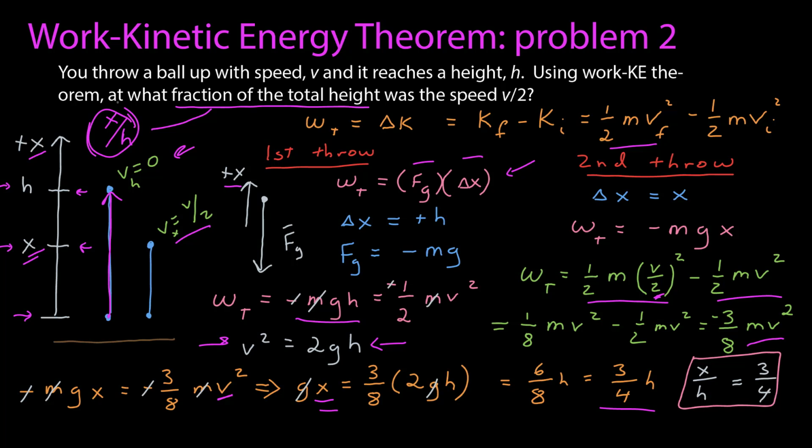It does make some sense, because it's at least between 0 and 1, and it's certainly not half. We don't really expect it to be half because the distance is not linear in the velocity. We have this v squared term, but it's at least less than h, and so that's a good sign.